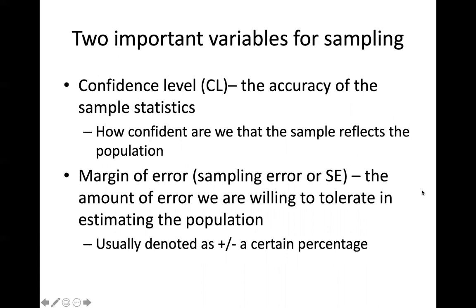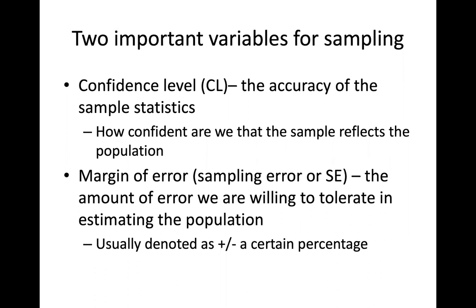So confidence level is the accuracy of the sample statistics. That's to say how confident we are the sample reflects the population. We draw that number from the t-table. The margin of error is the sampling error. That's the amount of error we're willing to tolerate in estimating the population. It's usually plus or minus a certain percentage. When I was doing mining consulting, it had to be 10%, within 10% of a certain population percentage for density coverage. When we're doing polling for voting, it's within 3 or 4%. So that margin of error matters depending on what you're working on.